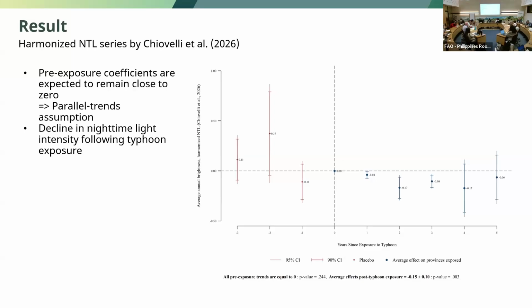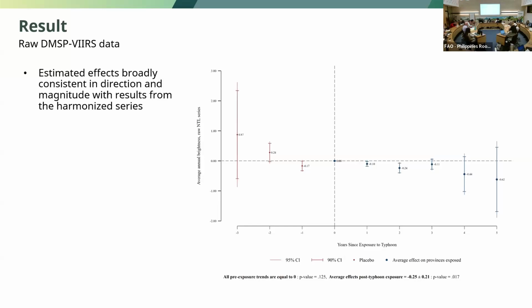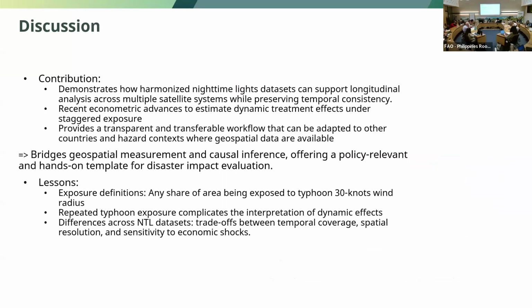And then we also simply merged the two DMSP and VIIRS datasets. The estimated effects are broadly consistent, but the negative effects only last up to 2 years after typhoon exposure. Now, this chapter is simple, and it presents a reproducible step-by-step geospatial framework for estimating the local impact of typhoons.